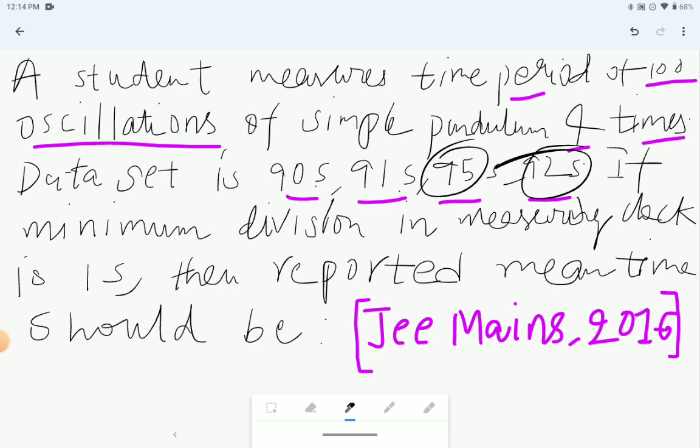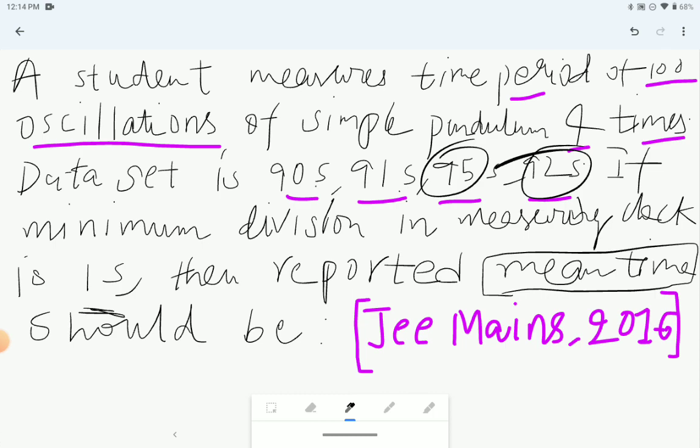If the minimum division in the measuring clock is 1 second, then the reported mean time should be what? That means the minimum division in that measuring clock was given, and we need the reported mean time. If you did not watch our preceding video, it's on our channel. I will also give you the link in the description box. You can go through that.